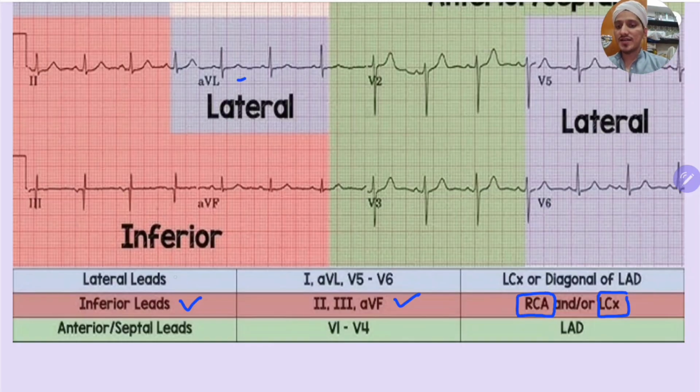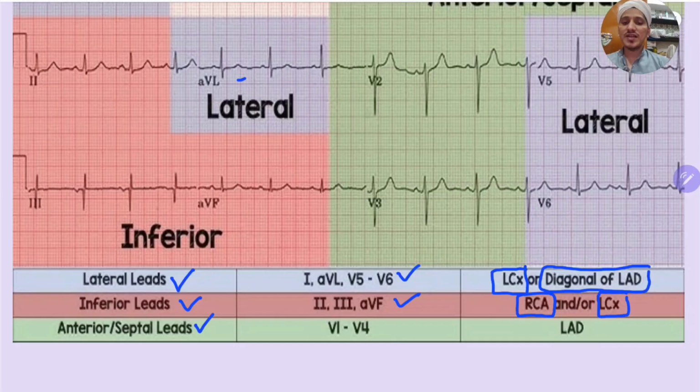Now we'll come to the lateral leads. The lateral leads are 1, AVL, V5, V6. Which arteries are involved? It is the left circumflex artery or the diagonal branch of the left anterior descending artery. That's in lateral leads.